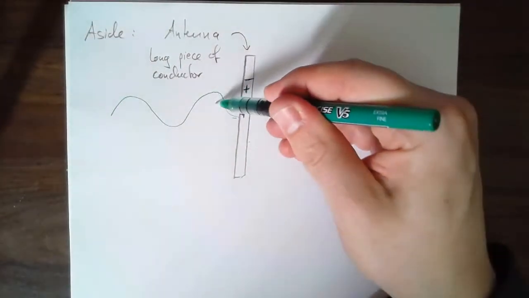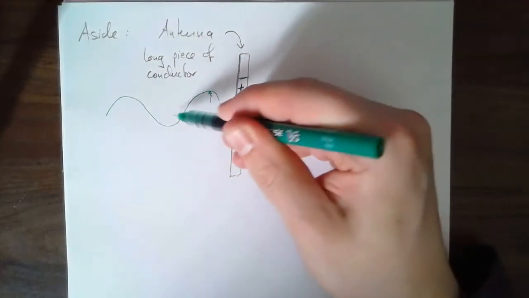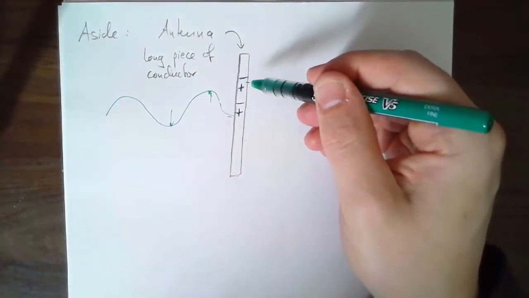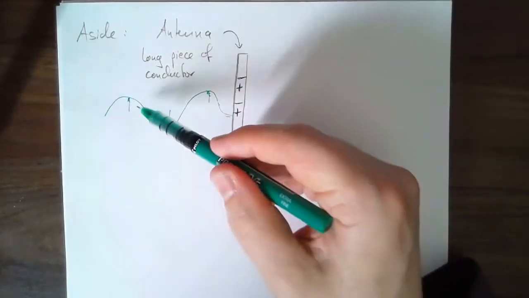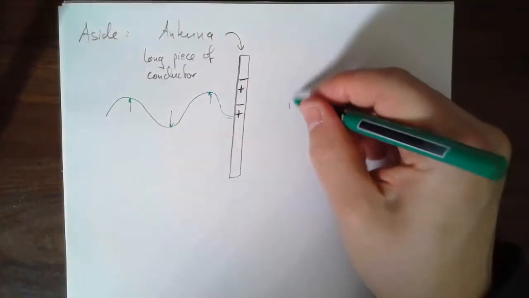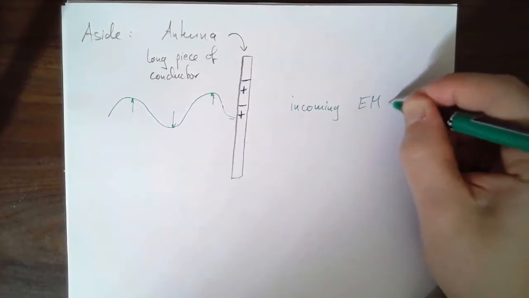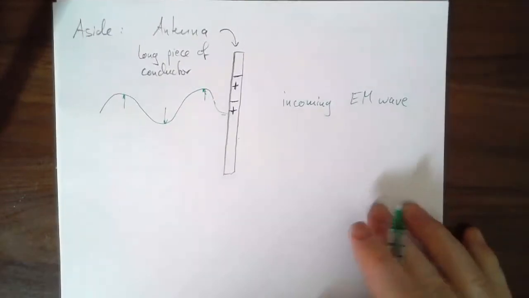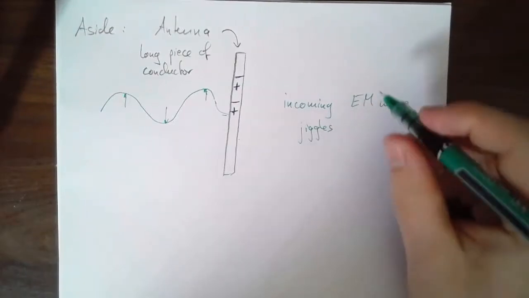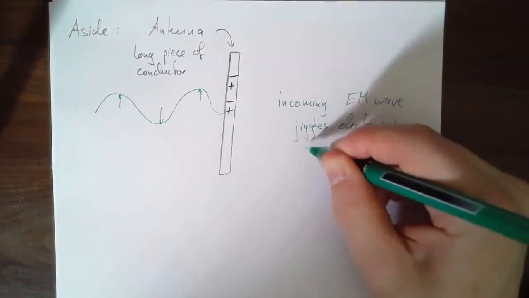So this arrives, pushing the pluses up, the minuses down. A little bit later, this part of the wave arrives, pushing the minuses down, the pluses up. A little bit later, this part of the wave arrives, pushing the pluses back up, the minuses back down. So the incoming electromagnetic wave, could be light, could be a radio wave, jiggles, this is the technical term obviously, jiggles electrons in the antenna.